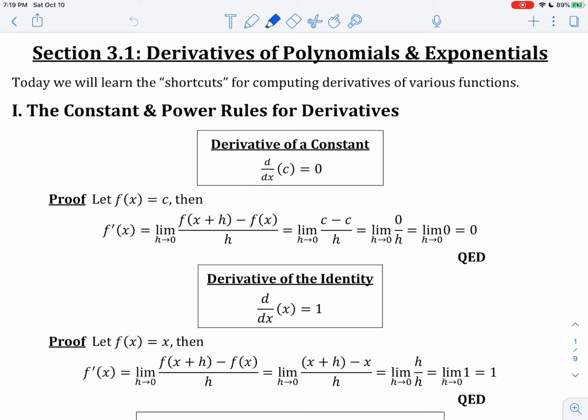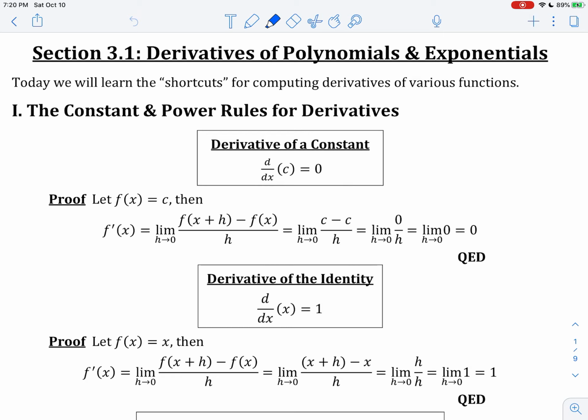Hello, it's me again. This is section 3.1 from James Stewart's Calculus Early Transcendentals book, and we are embarking on calculating derivatives without going through the long, cumbersome job of using the limit definition of the derivative. So we're going to develop some shortened rules that actually use the limit definition so that you can believe that this is the proper way to take the derivative.